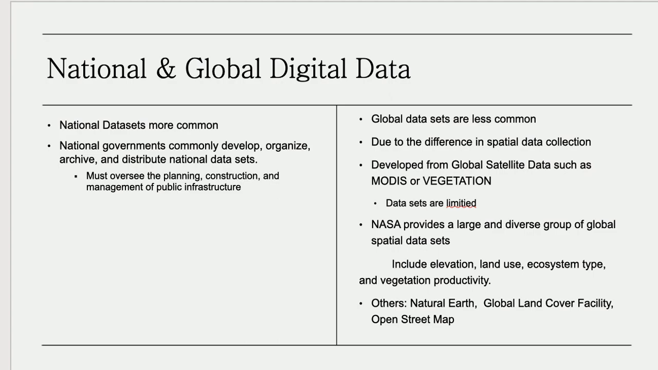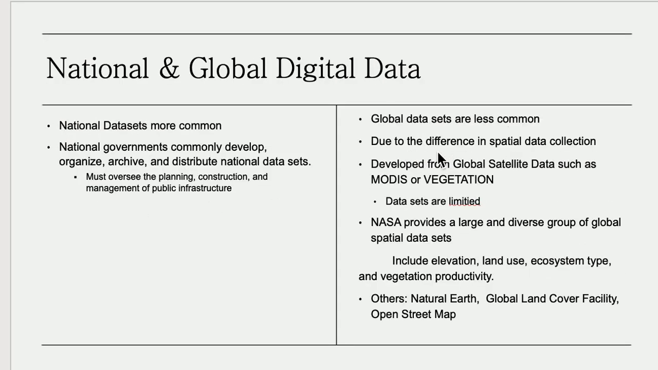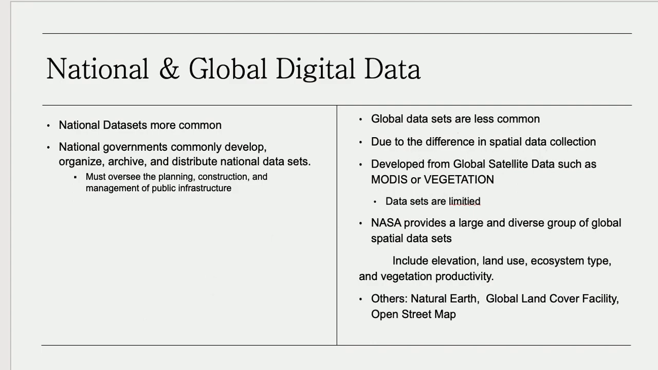Now, when it comes to global digital data sets, these are less common, and this is due to differences in spatial data collection. As we know, each country gathers spatial data differently. It could be due to projections, so map projections or datums. We learned in our previous lecture that it's good to use a local datum. If, for example, for Australia, you would want to use the local datum to find that lost hiker. So again, different countries use different map projections, different datums for an accurate representation of the spatial location. Also, they use different measurement units or different data variables. So it differs from different countries.